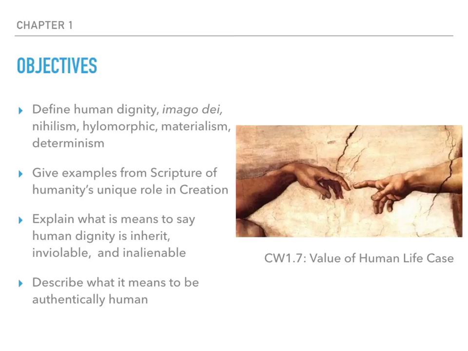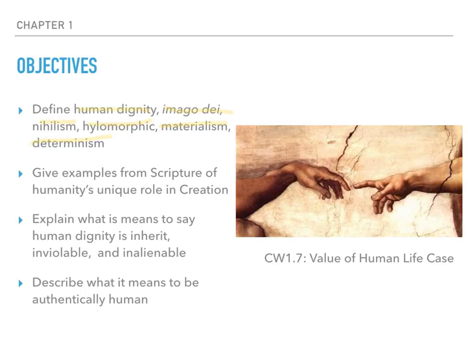All right, the chapter one learning objectives are to define human dignity, Imago Dei, which is Latin for the image of God, nihilism, hylomorphic, materialism, and determinism. Now, it's important that you take notes because some of these vocabulary words are in the book, but some of them I'm supplementing.